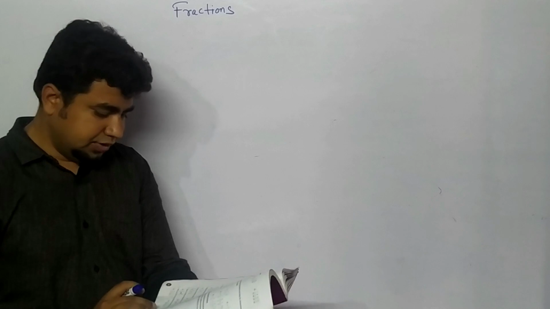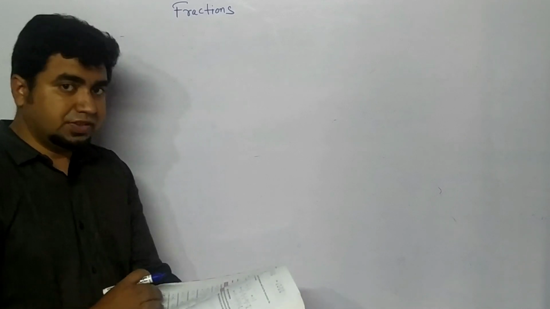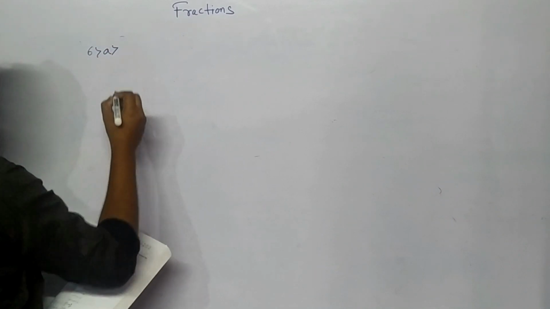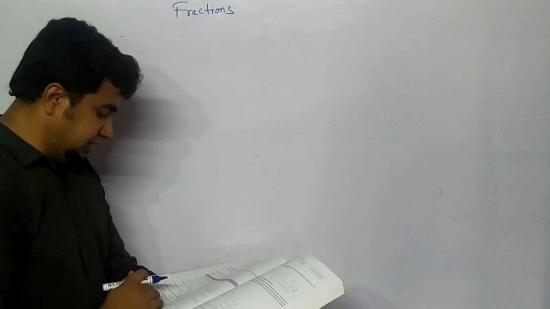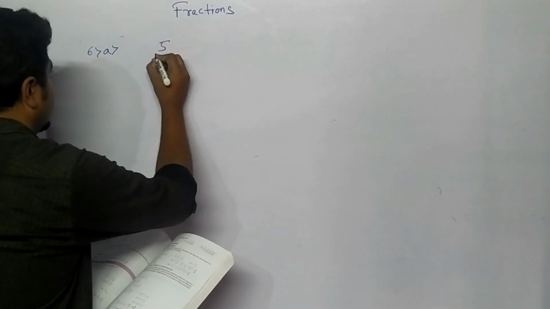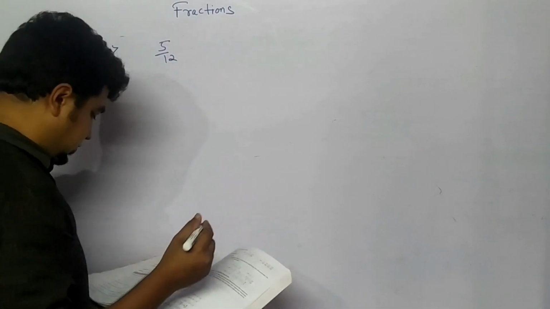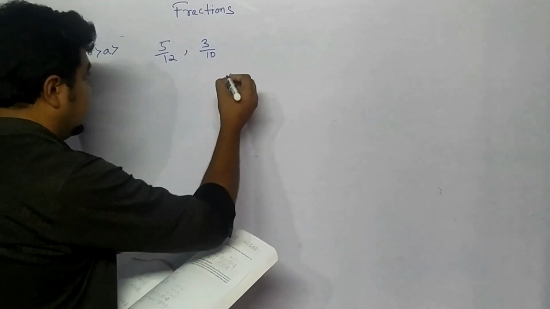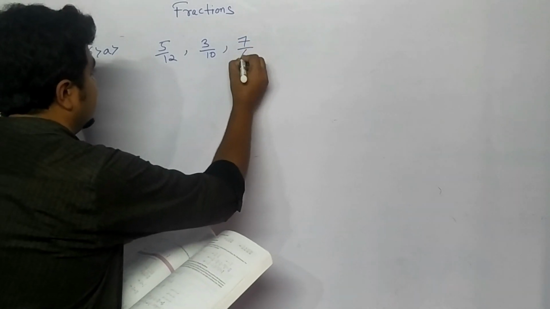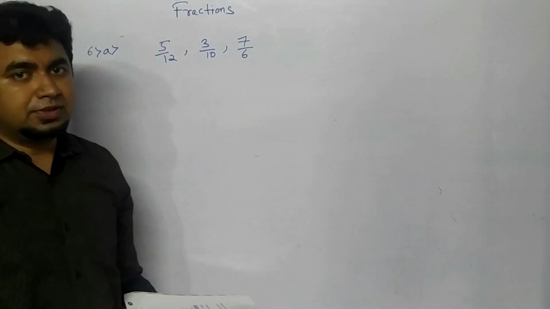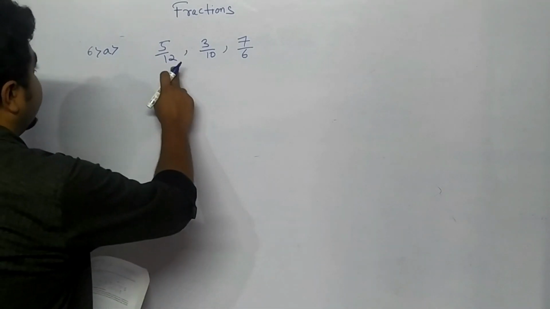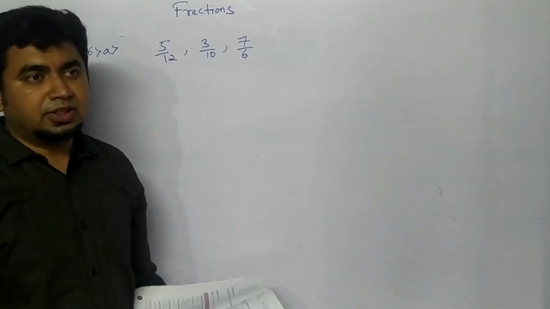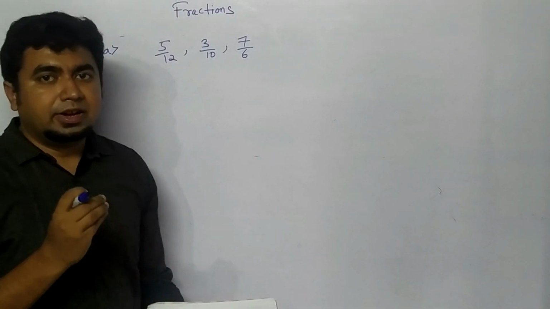I would like to discuss question number 6a. As discussed, in 6a you can see 5 by 12, comma 3 by 10, comma 7 by 6. You can clearly see that these numbers are unlike fractions. Why? Because the denominators are not the same. As I stated in the earlier video, you have to make them like fractions.